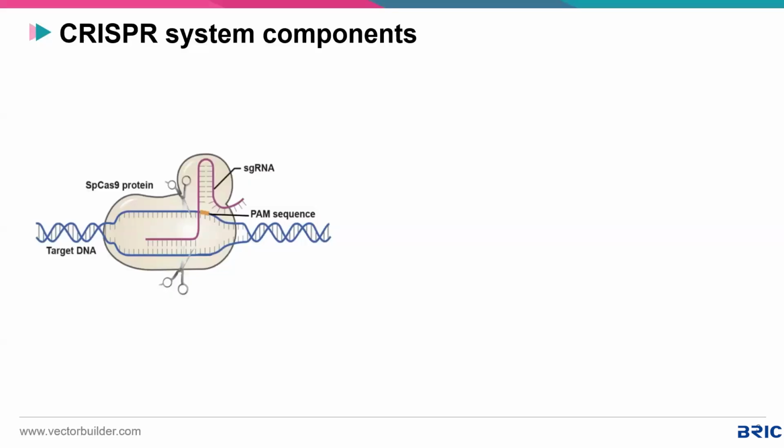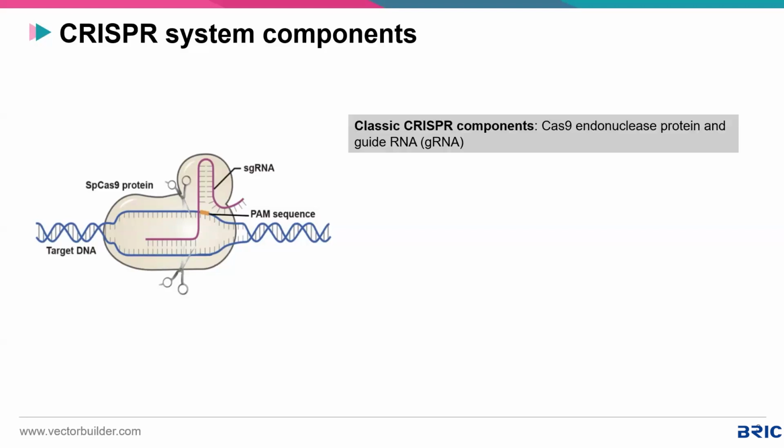So CRISPR-Cas9, the classical CRISPR-Cas9, contains two main components. One is the Cas9 endonuclease. It's a protein, it's an enzyme. It is an RNA-guided DNA nuclease. That is the first component, and the second component is a guide RNA. The guide RNA guides the Cas9 protein to the target sequence to be able to induce double-stranded breaks, which we will talk about in a second.